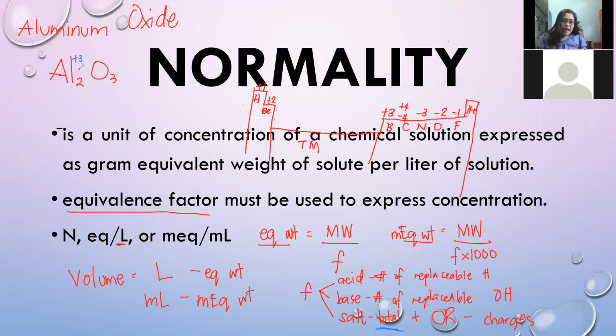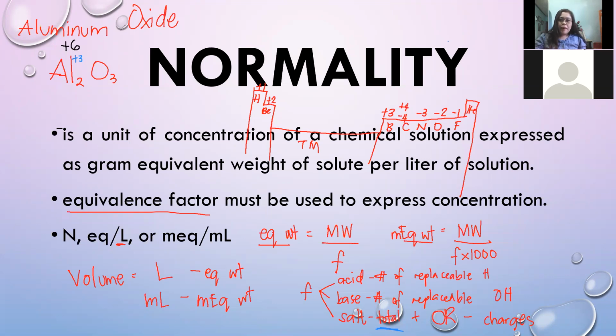You multiply it. Why multiply? Because in aluminum oxide, class, you have two aluminum, since there is a subscript 2 here. Meaning, you have two aluminum, which means two times positive 3. Therefore, the total positive charge in aluminum oxide is positive 6. Total, 2 times positive 3, it's positive 6.